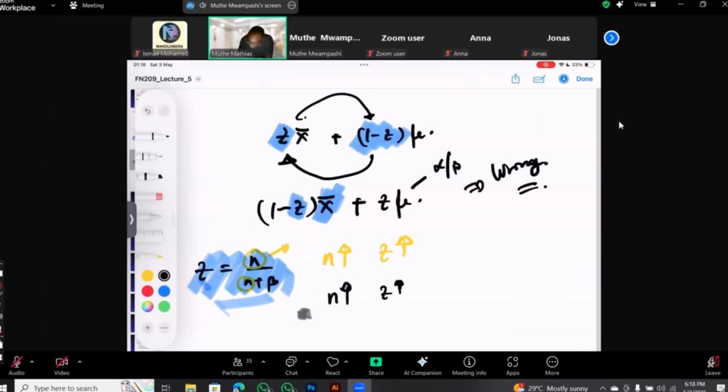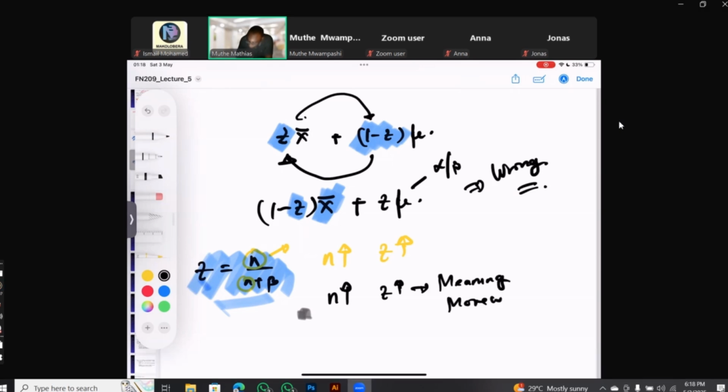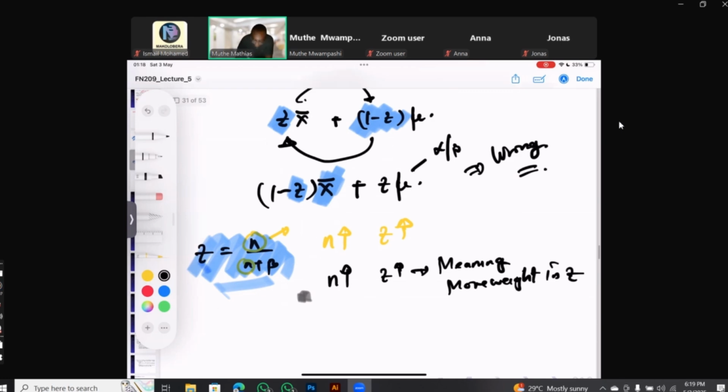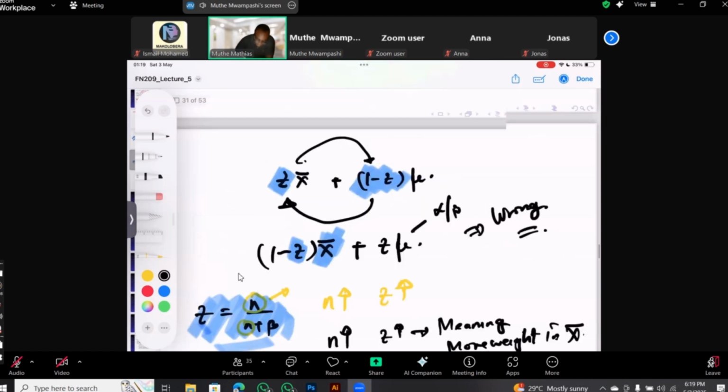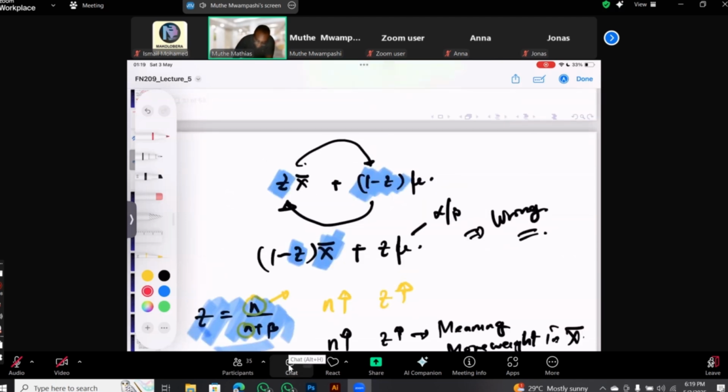Meaning more weight in the data itself, right? Or more trust, I mean. But if we swap, it's the opposite. It means that the more data you have about the risk itself, the less weight you place in the risk itself. So this is wrong, right? This is wrong. So don't do this.